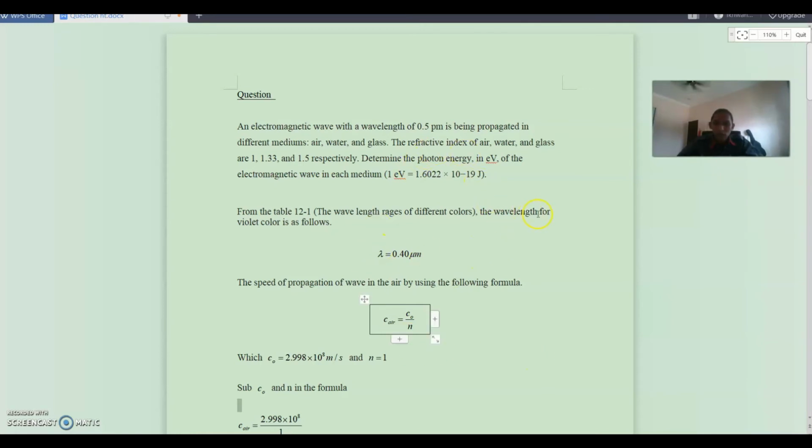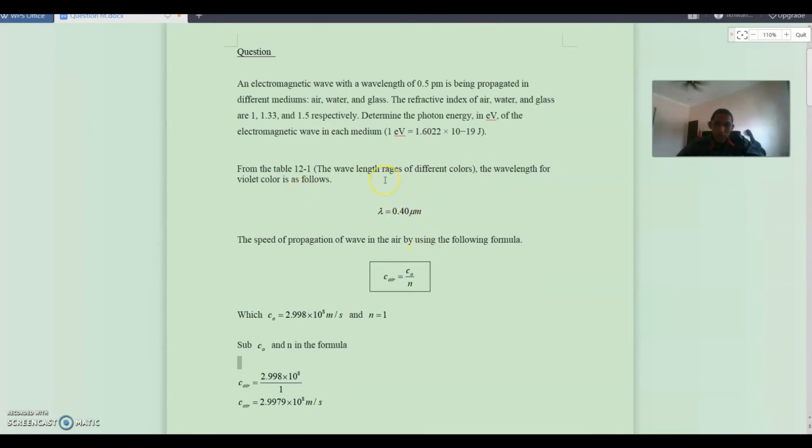So in this question, we must determine the photon energy in the three media. We get from the table 12.1 that lambda 0 is equal to 0.4 millimeter. So we assume for each medium in the refractive index form, and assume the electromagnetic wave is in the visible region, which consists of visible colors.